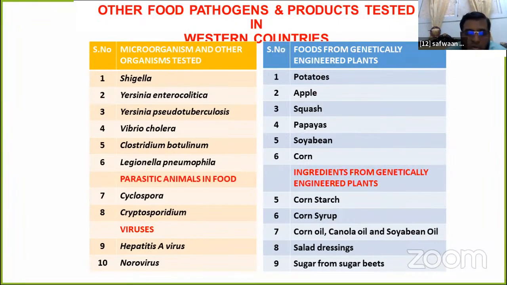Here in Saudi Arabia, genetically modified products are banned. So I don't know, but maybe in India they are testing by some guidelines given by FSSAI. But for the Gulf countries, especially Saudi Arabia, genetically engineered products are banned, so we are not testing this. Ingredients from genetically engineered plants: cornstarch, corn syrup, corn oil, salad dressings, sugar from sugar beets. So these are the other tests which are done in the English countries.